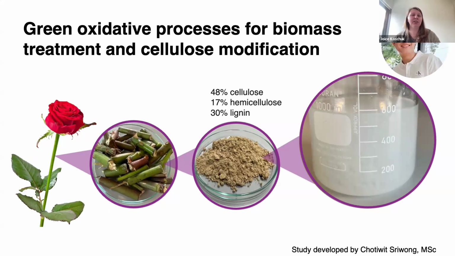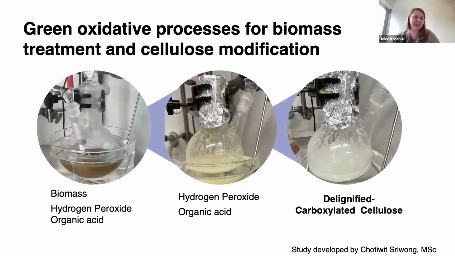my student is tackling. We are trying to use a different biosource. We are using rose waste. It's a very good source of cellulose, with almost 50% cellulose, and we are also trying to develop a greener oxidative process so that we can not only treat the cellulose to remove the lignin, but also modify the surfaces. This is an ongoing project, but basically we mixed the biomass with different organic acids and hydrogen peroxide, and then performed the reaction until we had this delignified carboxylated cellulose, and then we microfluidize it to produce our nanocellulose.